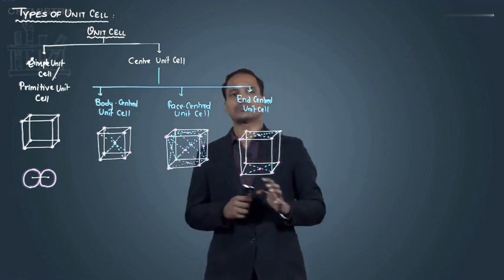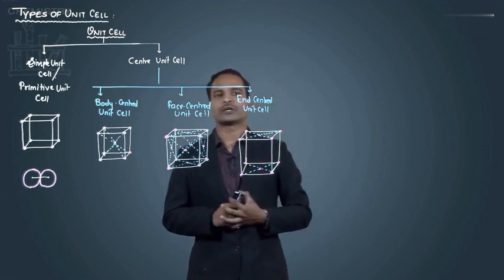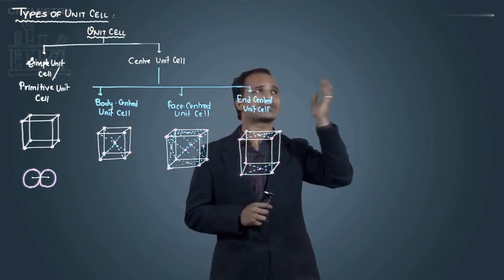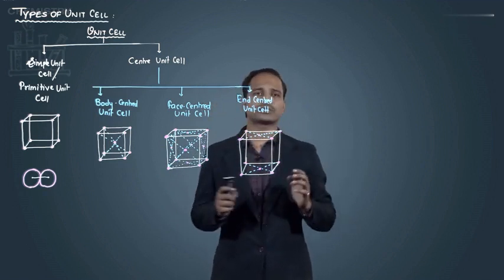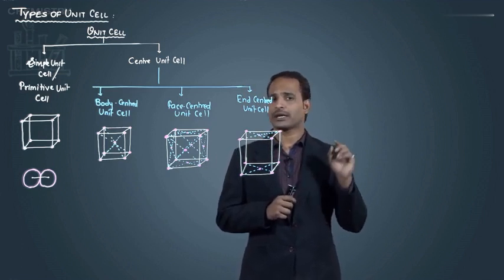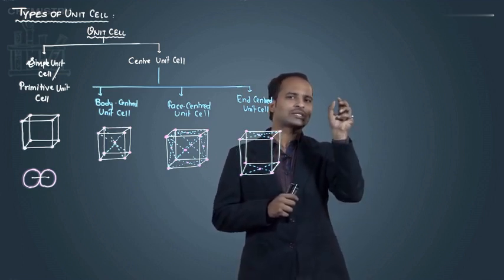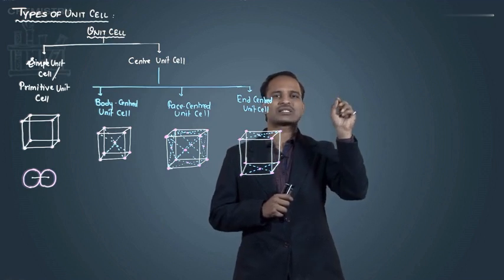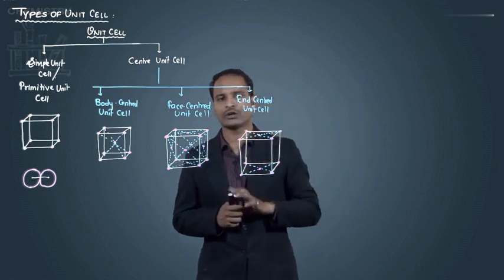Now let's talk about the body-centered unit cell. Again, in the first animation you can see that the particles are present on the corner as well as at the body center, and as I said, the particle which is exactly present at the body center is at the same distance from each and every corner.